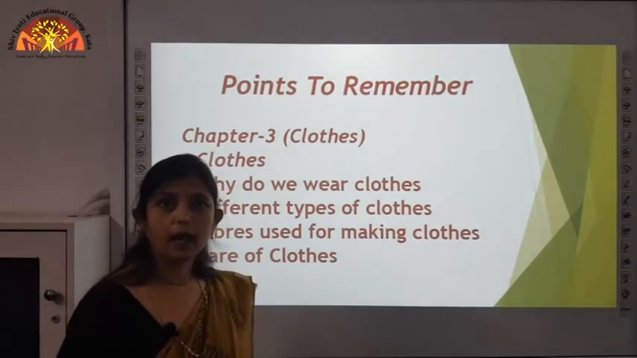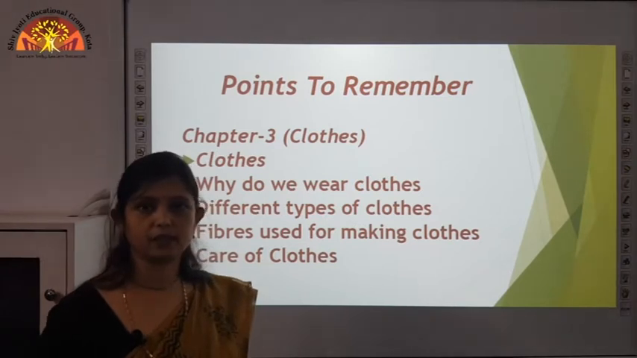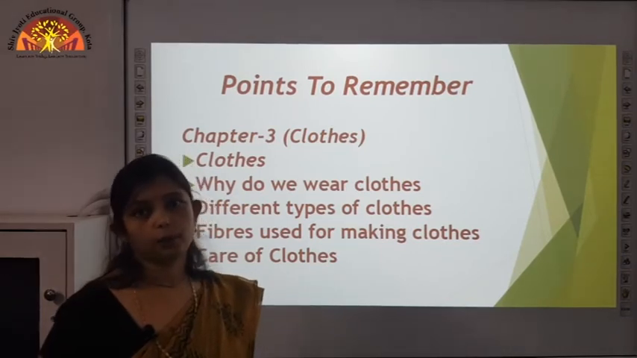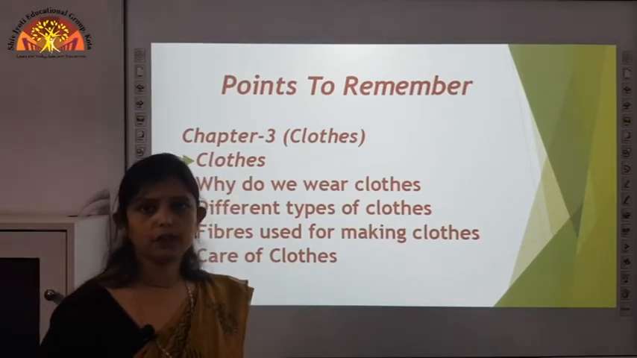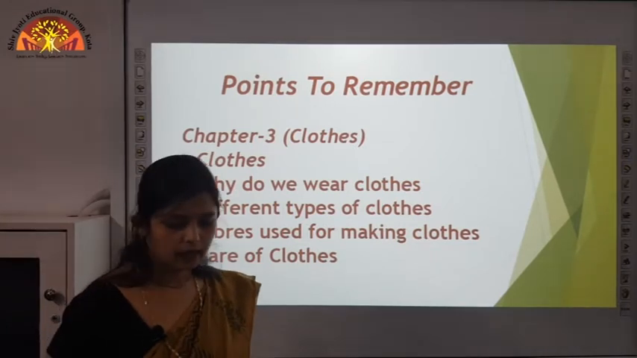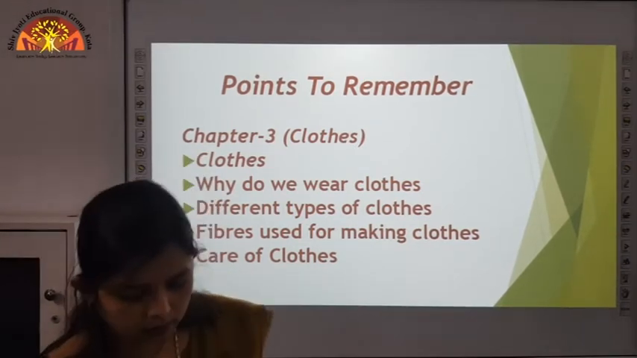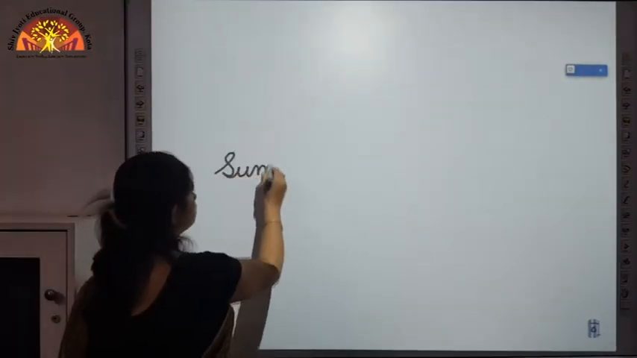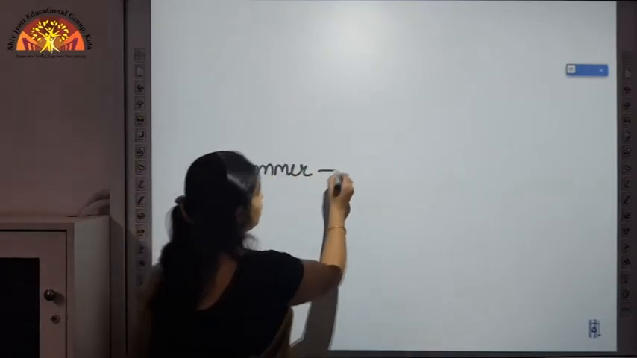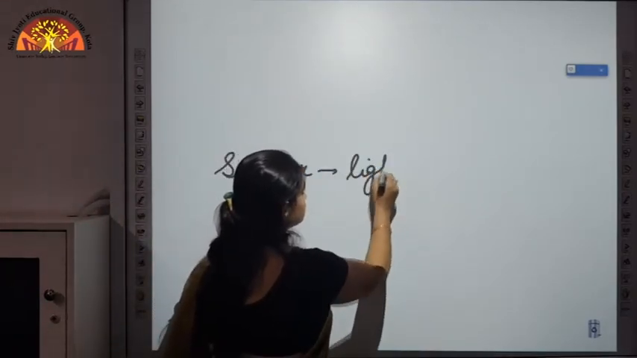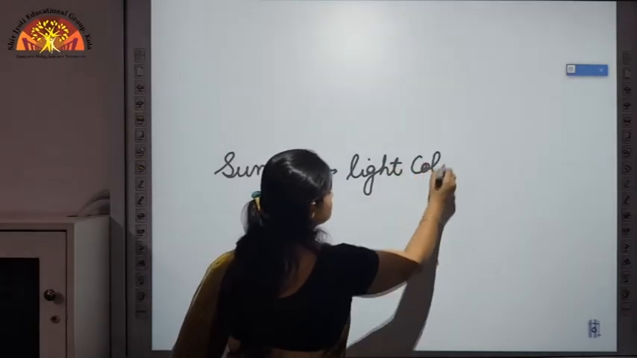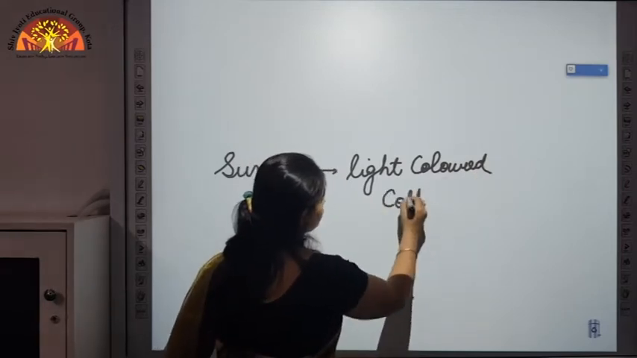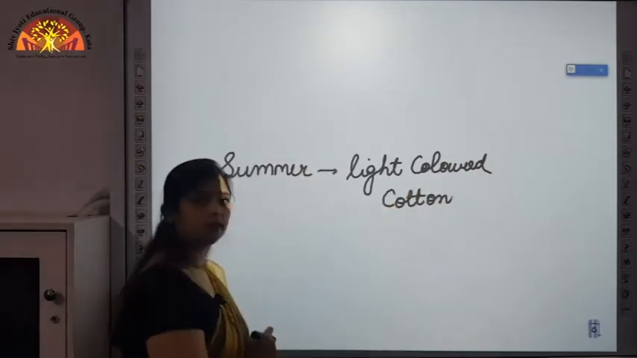Food, housing and clothing. These are the three basic needs to live. And we wear clothes to protect our body. We wear different types of clothes in different seasons. Like, if we talk about summer season, then we wear light colored cotton clothes. These type of clothes keep us cool in summers.